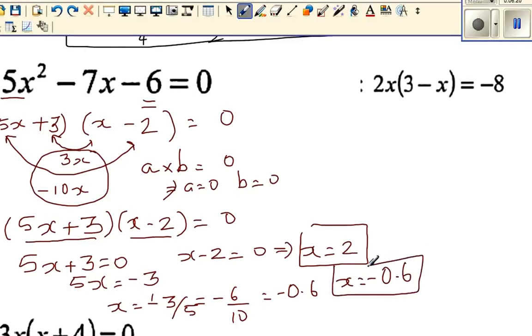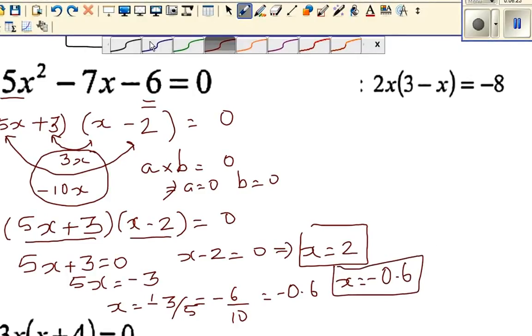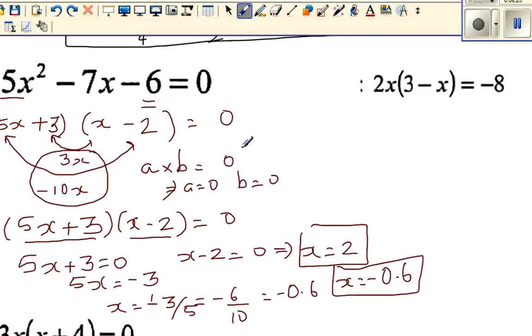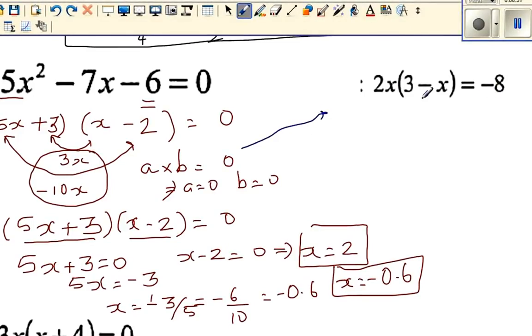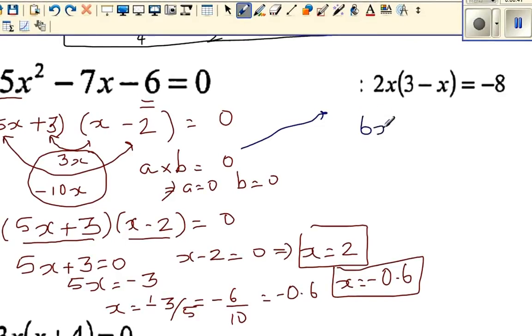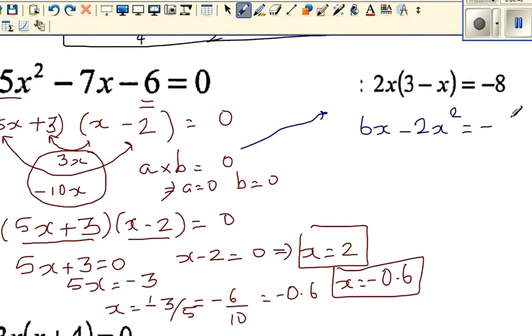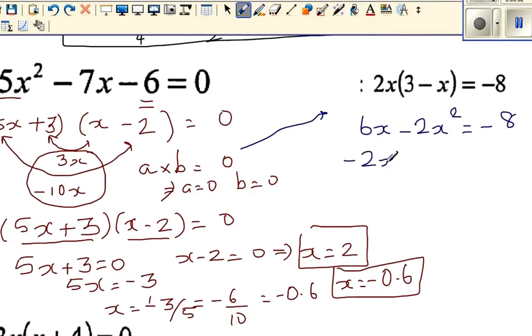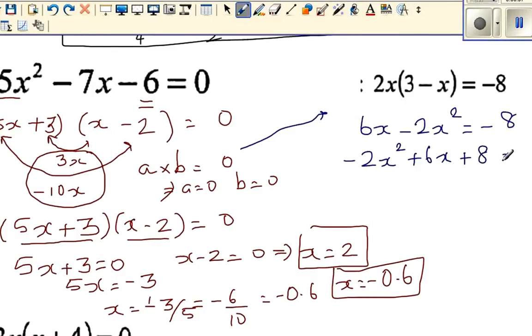Okay. The last question. Let me change color. The same principle here. Product of two numbers is negative 8. Okay, so that cannot be applied here. So we have to expand this. So if you expand this, this is 6x minus 2x squared is equal to negative 8. So I'm going to write this as minus 2x squared plus 6x plus 8 is equal to 0.